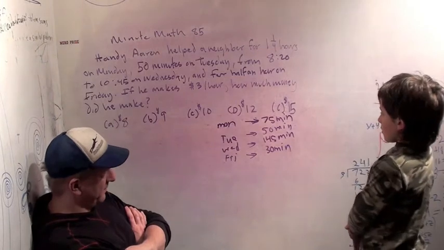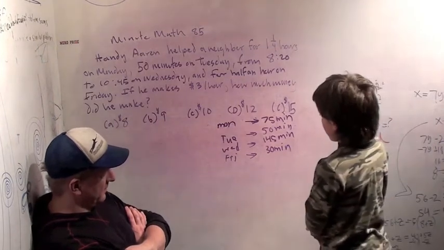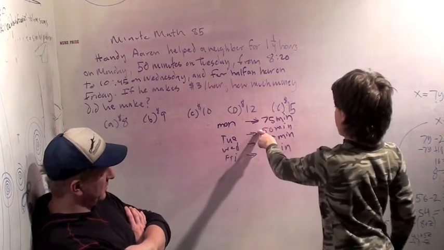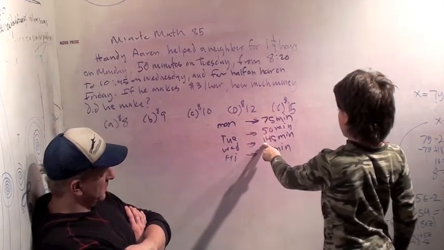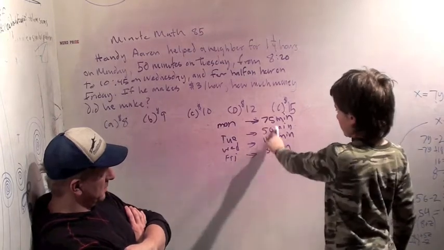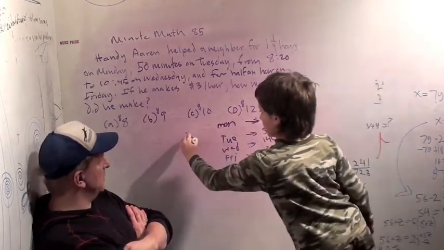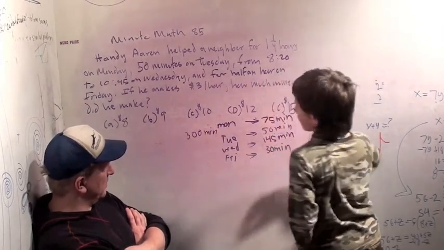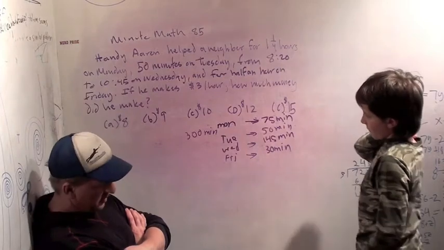Okay. So, we're going to have to sum this up. It's not too hard. 120 plus 140, it's 260, 290, it's 300 minutes total. So it turns out he worked for 300 minutes. And he makes $3 an hour.